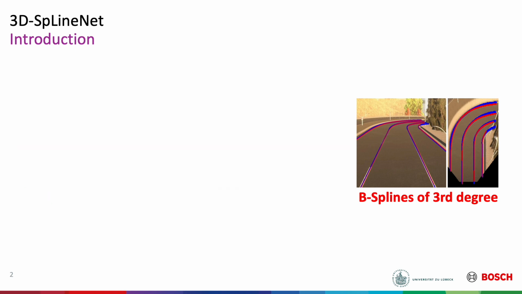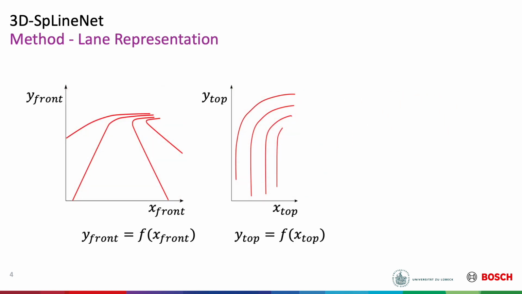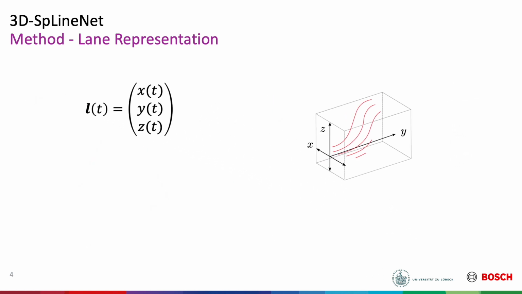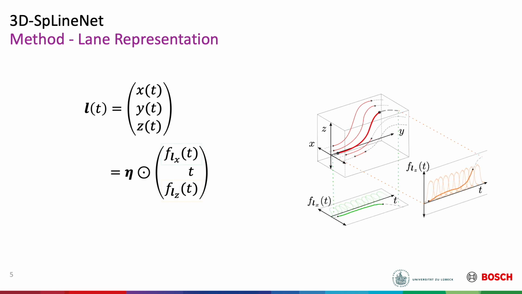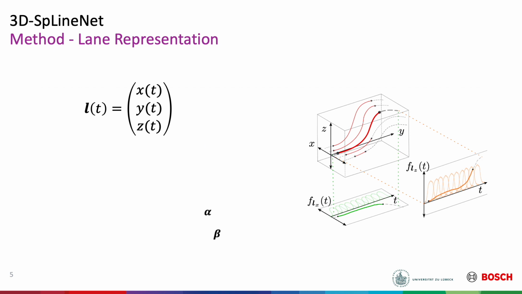typical road geometries. While former methods that used parametric representations modeled lanes merely as a simple function either in front or top view, we proposed a 3D curve representation instead. For this, we modeled the lateral x and height z direction as parametric functions. Eta is a normalization vector containing the maximum expected range. More precisely, we model x and z using B-splines, where alpha and beta describe the control points.